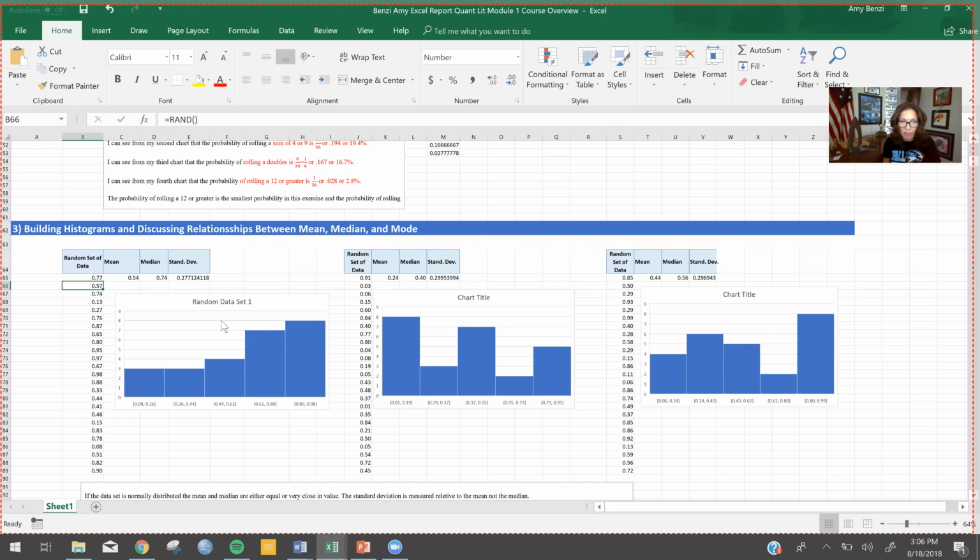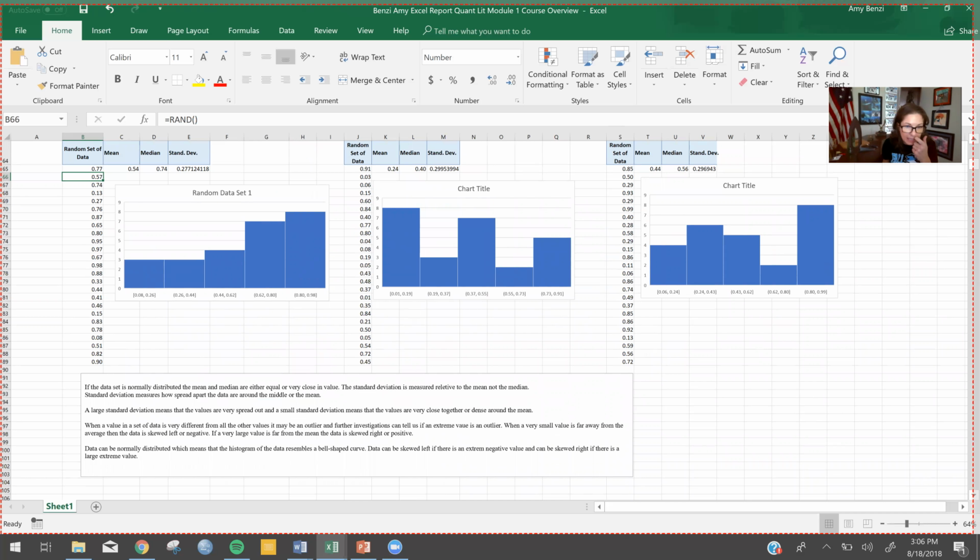And then I Googled and looked up some information to find out about measure of center, which I found out is the mean or the median. The spread of the data, how spread apart the data is, was my standard deviation.